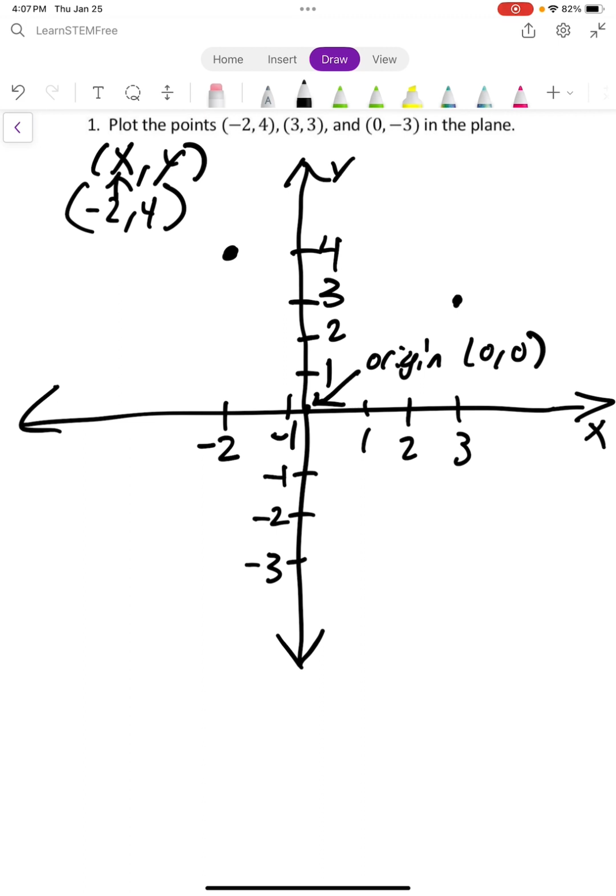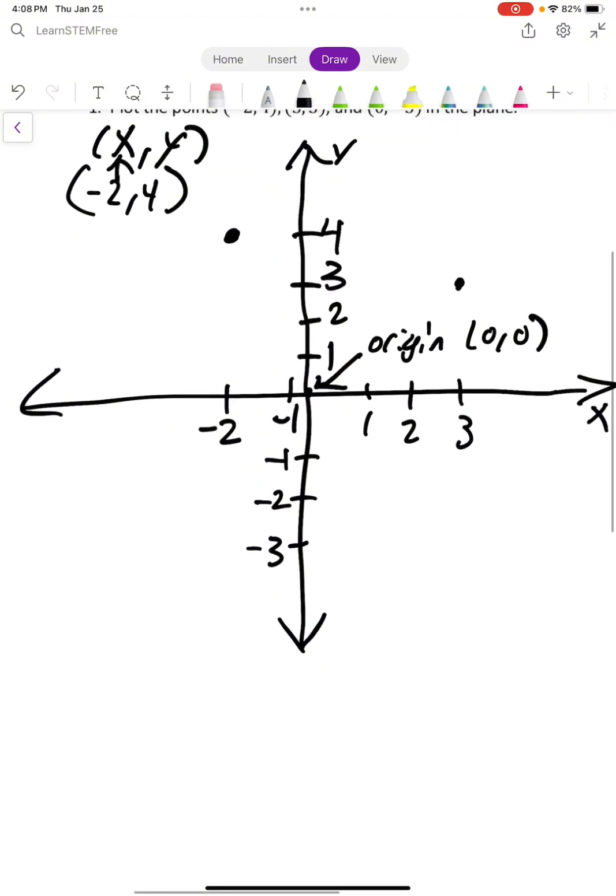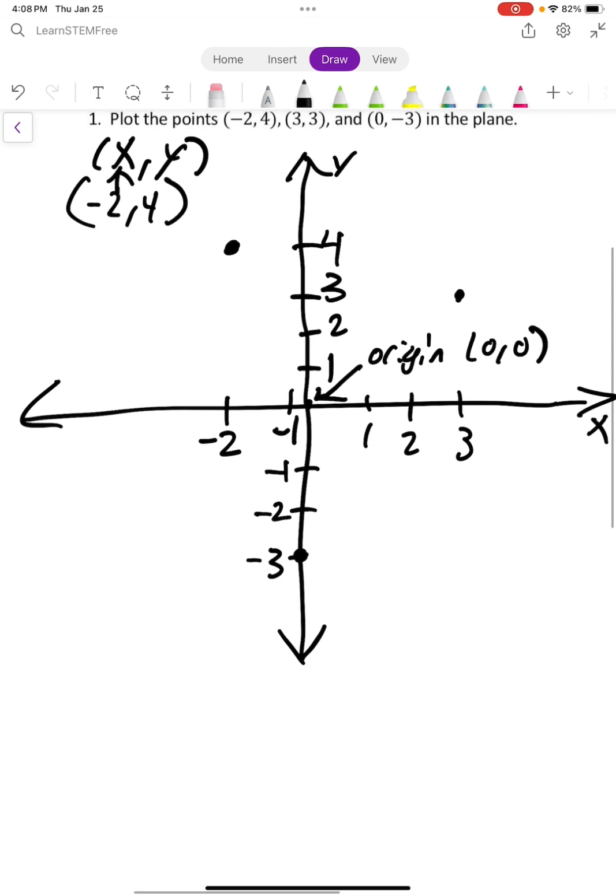So in this case, we have that same x value of 0. So it's going to be at 0, in between -1 and 1. And then for our y value, we have -3. So all we got to do is go down to right here, and that's our last point.